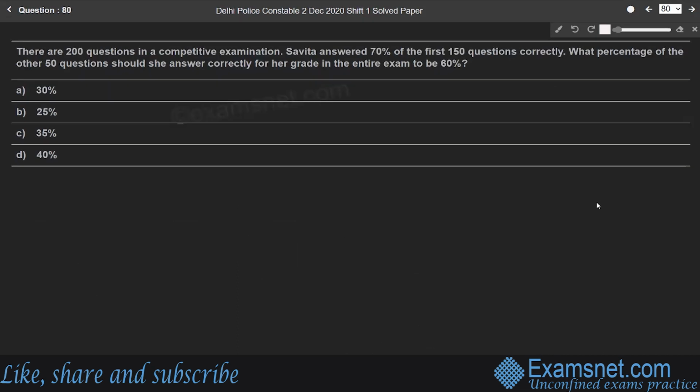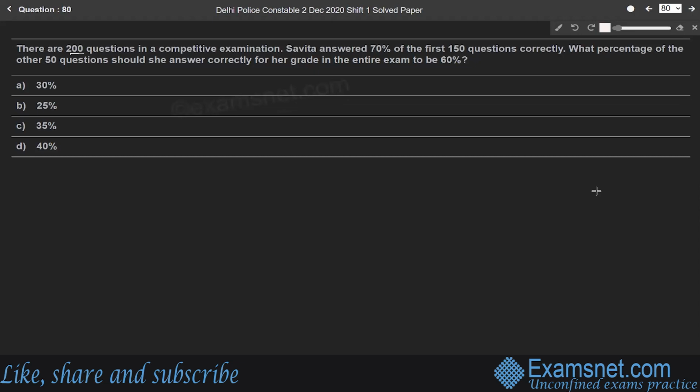Option D. Question 80. There are 200 questions in a competitive examination. Savita answered 70% of the first 150 questions correctly. What percentage of the other 50 questions should she answer correctly for her grade in the entire exam to be 60%? So here given total number of questions is 200, right?